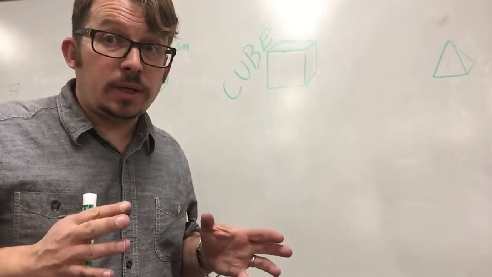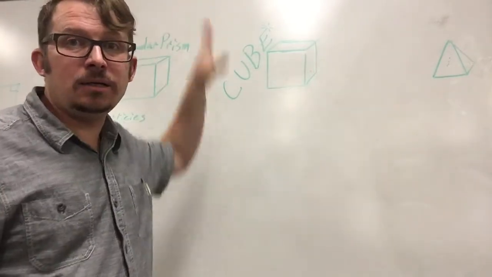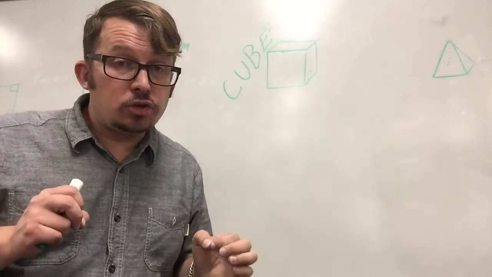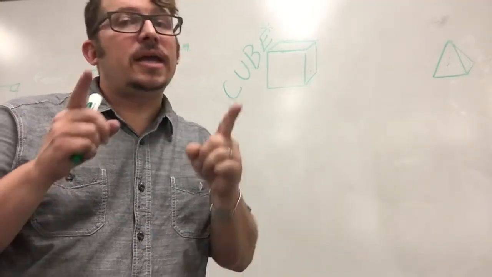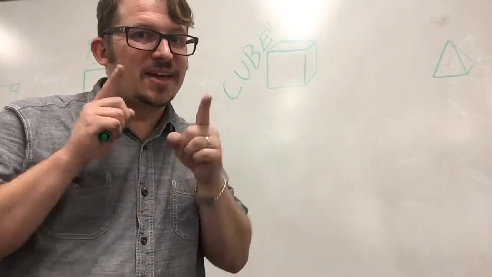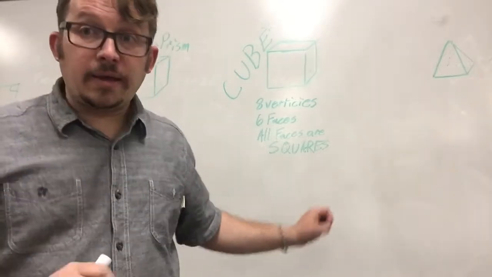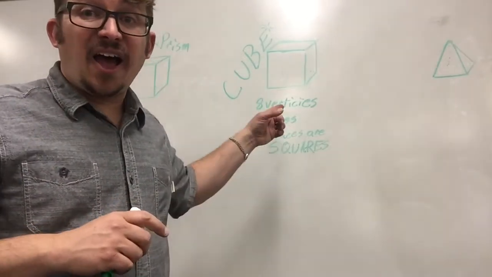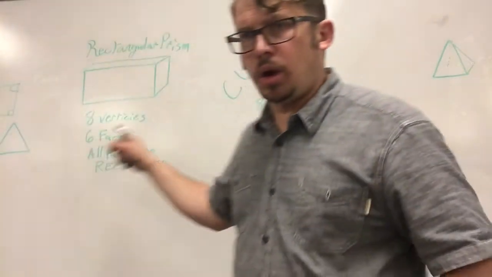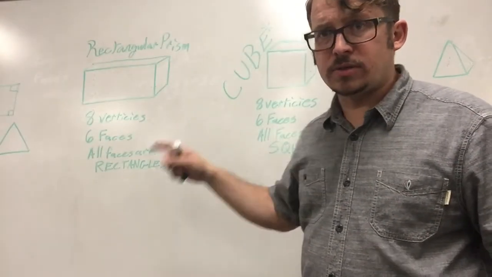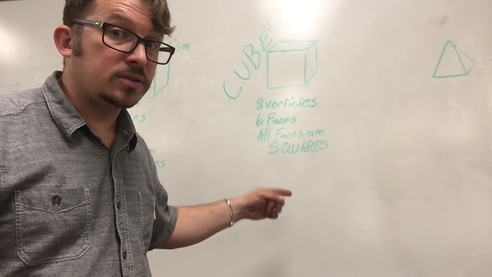Okay, so the next one is a cube. It's gleaming, look at it, bling. So the cube is another rectangular prism, except, watch this, here's how you tell them apart. Okay, so there it is. Cubes have 8 vertices, 6 faces. All faces are squares.